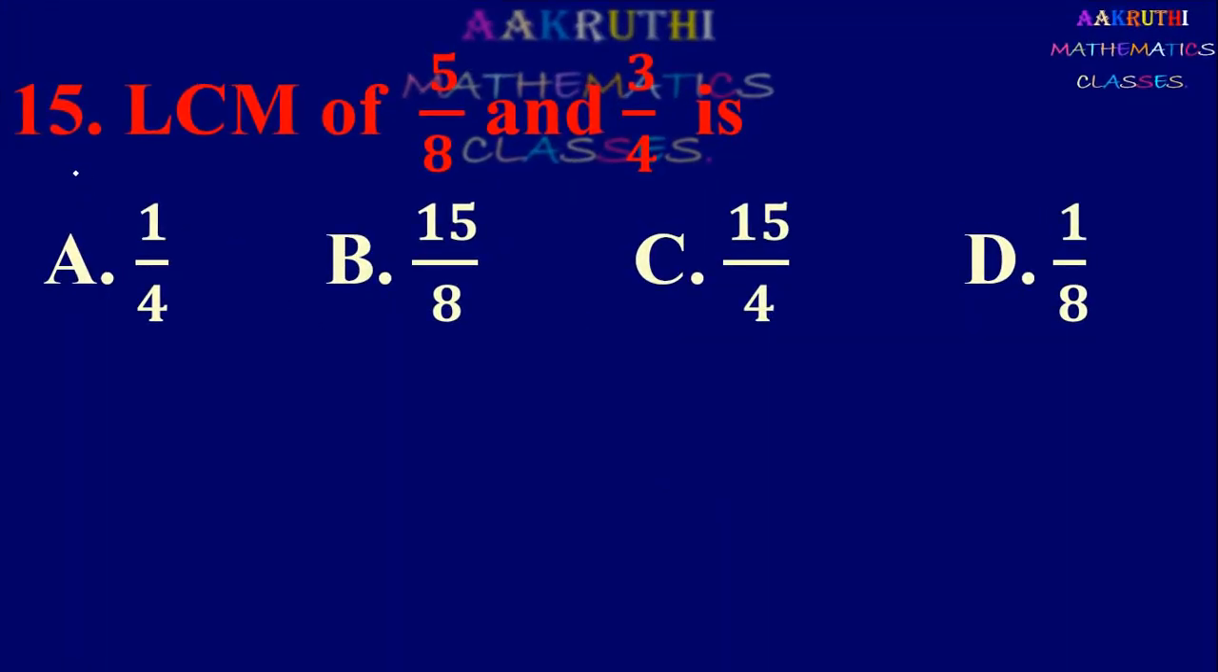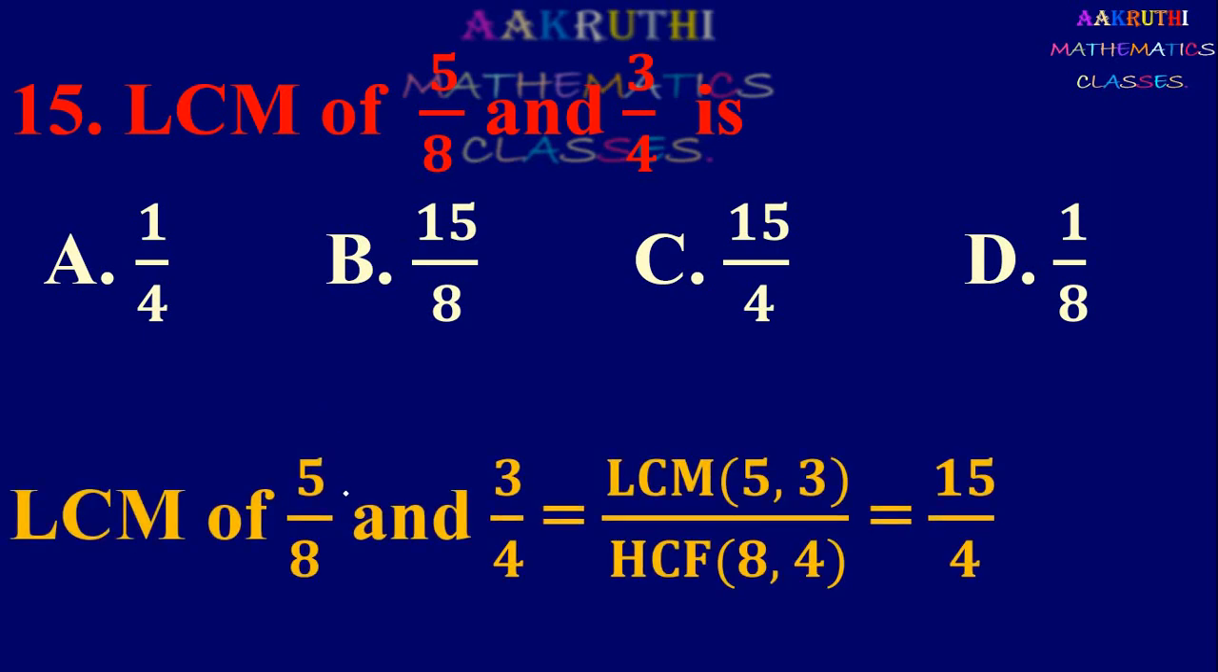So next question, question number 15. It is LCM of 5 by 8 and 3 by 4 is. So here also two fractions are given. We have to find the LCM. So the LCM of two fractions is the LCM of the numerators divided by the HCF of the denominators. So here the LCM of the given numbers is the LCM of the numerators, that is LCM of 5 and 3 is 15, and the HCF of the denominators, that is HCF of 8 and 4 is 4.